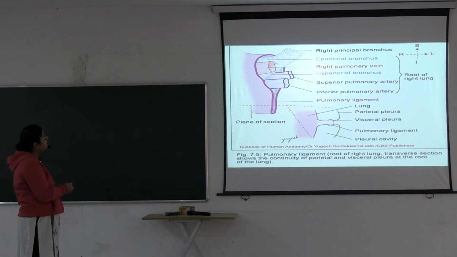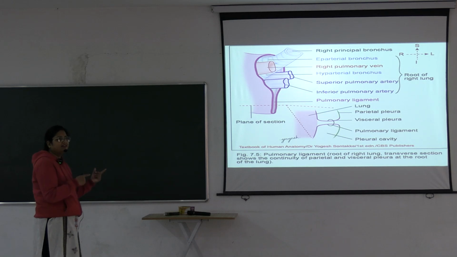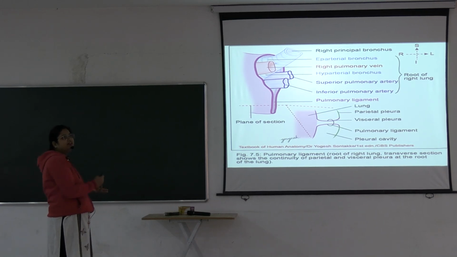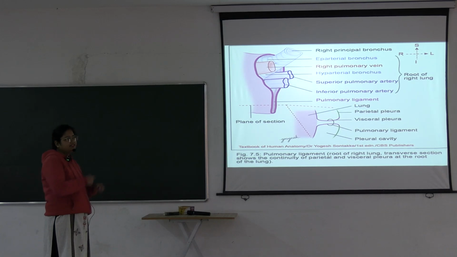This is the hilum of the lung. It is the root of the lung. The root of the lung is entering through the hilum of the lung. All the structures are entering into and coming out through it.